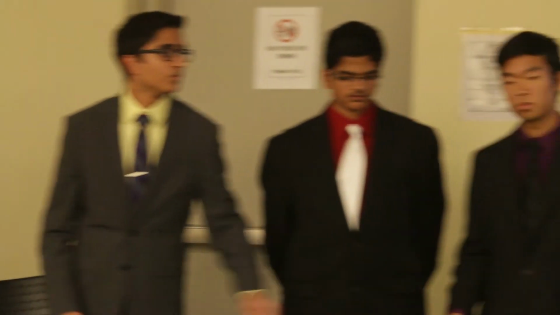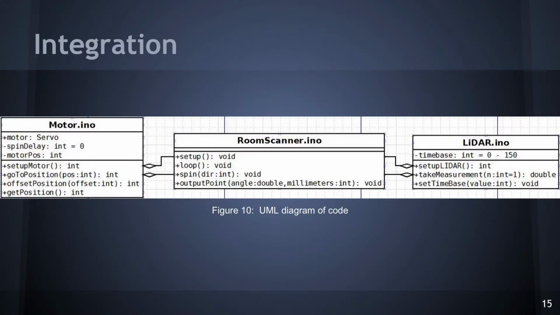Once we finished prototyping the electrical components and designing the mechanical structure, the next step was writing the final software application. The LiDAR sensor and motor modules each have their own respective files, which are interfaced with the main file, Room Scanner. The Room Scanner program works by incrementing the motor by a small angle and then measuring a distance through the LiDAR. It then outputs this polar coordinate over a serial connection to the plotting computer.